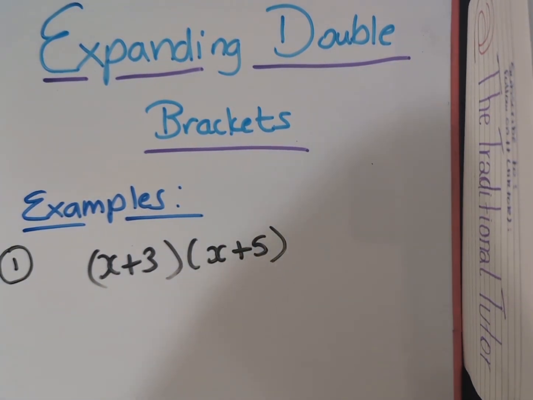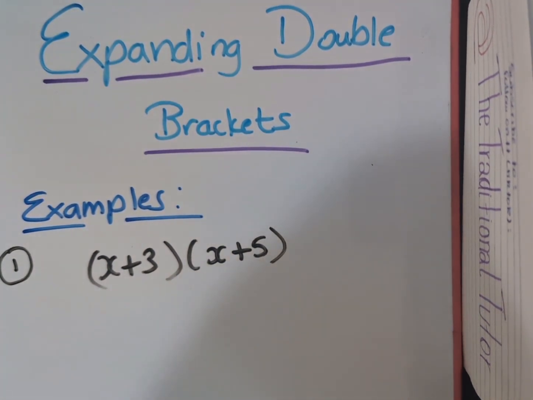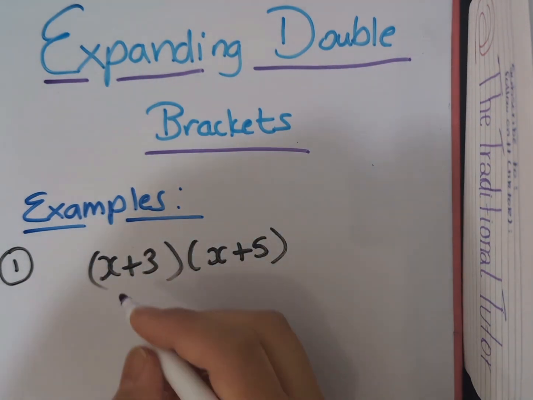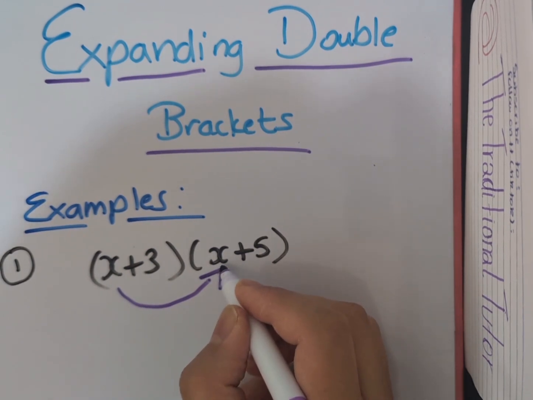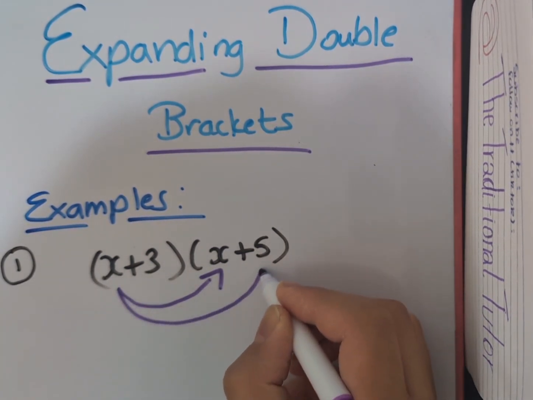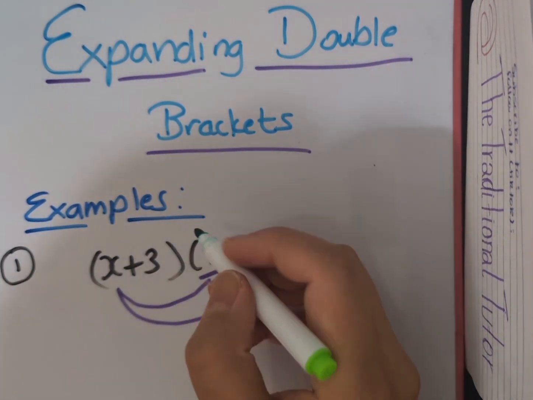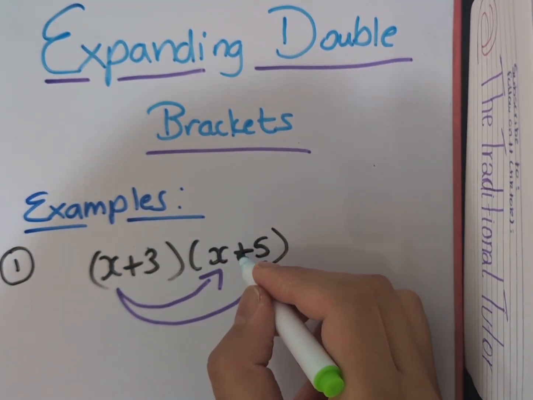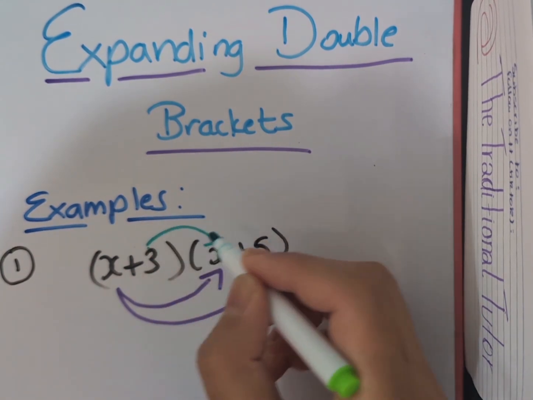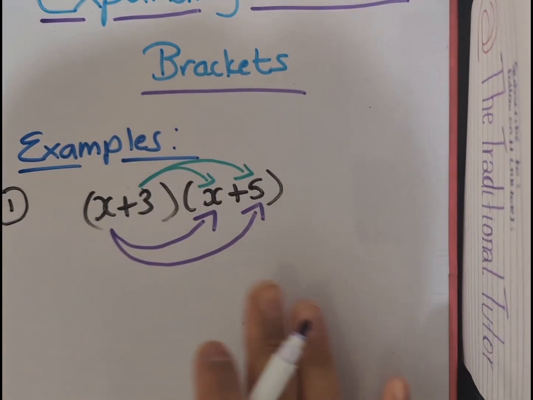So the first one, which is my personal favorite, is using arrows, okay, to indicate that we're going to multiply everything in this bracket by everything in the second bracket, okay? So the way to do this is by first looking at your x, remembering to multiply by the other x, and also multiplying that first x by the plus 5, okay? And then we move over to looking at the plus 3 in my first bracket and multiplying that by everything in this bracket, okay? So that means I'm going to do 3 times by x and also 3 times by 5.